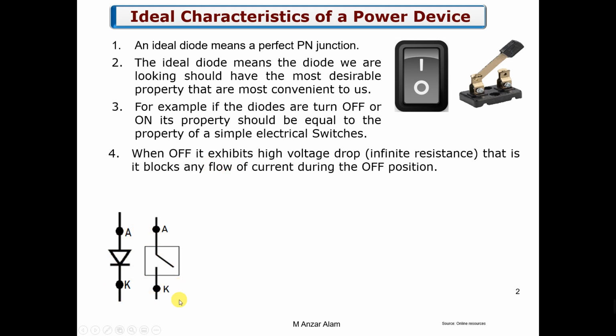So there are three properties we learned here. If the diode is off, the resistance from anode to cathode will be infinite. Number two, the current through the anode and cathode will be zero. And number three, the voltage at anode and cathode will be the connected supply voltage. That is, the voltage will be the maximum. Okay. So when off, it exhibits high voltage drop. Means whatever the supply voltage, that will be the voltage at the anode and cathode.